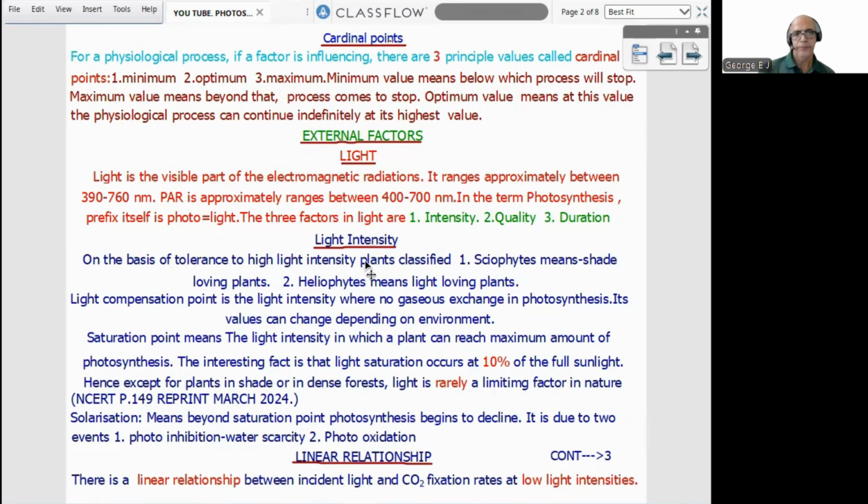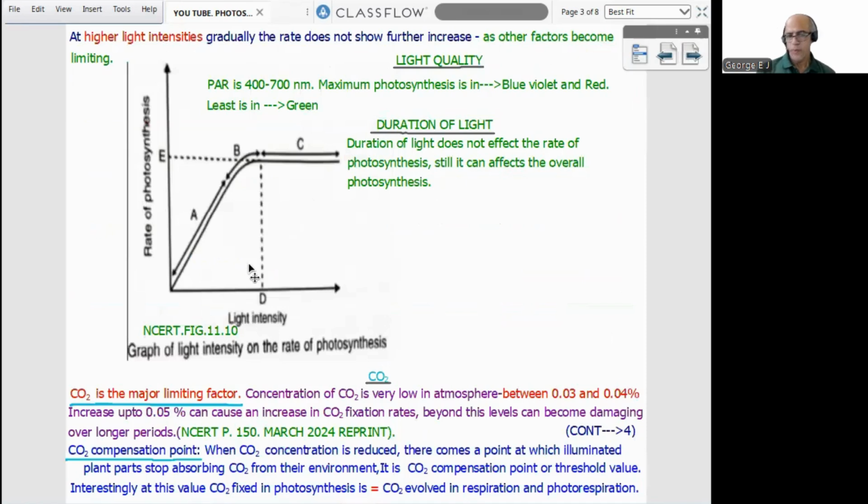External factors, light. Under light: light intensity, quality, duration, their PAR number, then electromagnetic radiation ranges, then light intensity, sciophyte and heliophyte. After that, light compensation point, saturation point, and how much light is required. That is around 10% of full sunlight. So it will rarely be a limiting factor, except in a deep forest and canopy. Then solarization, effect of temperature, then linear relationship, gradual increase with one graph, the famous graph of NCERT. Then light quality, duration of light.